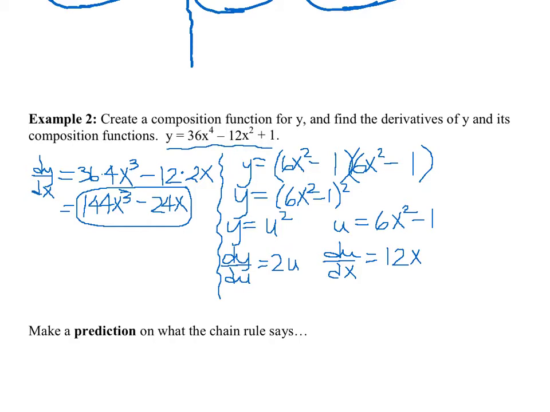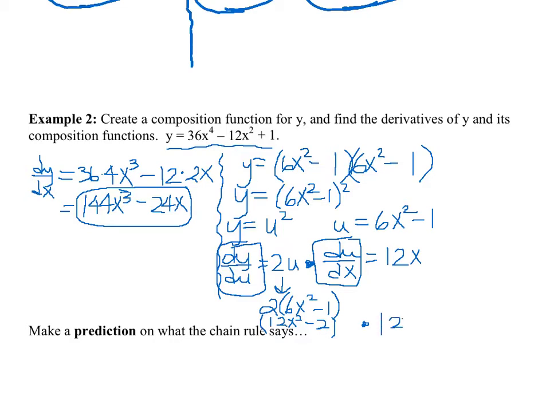And I'm actually going to go a step further, and I know what u stands for. U is really 6x squared minus 1, which would make this 12x squared minus 2. If you take this derivative and you multiply it, just like we did in the previous example, you multiply dy du times du dx, FOIL it or distribute it out, and you'll see that you get 144x cubed minus 24x, just like we did over here.